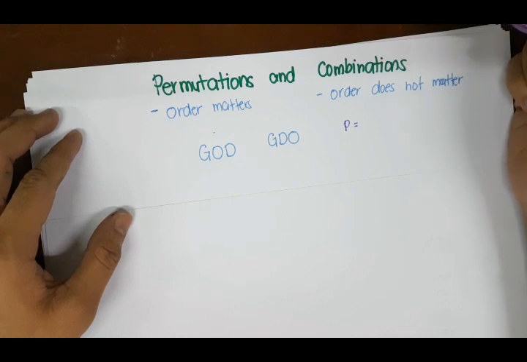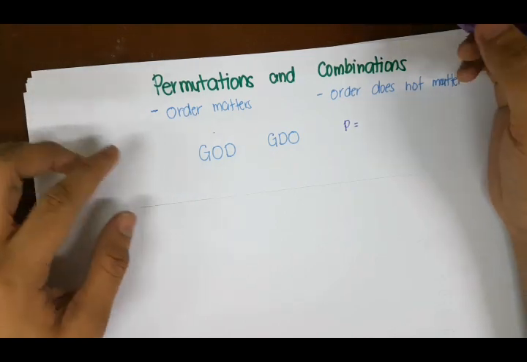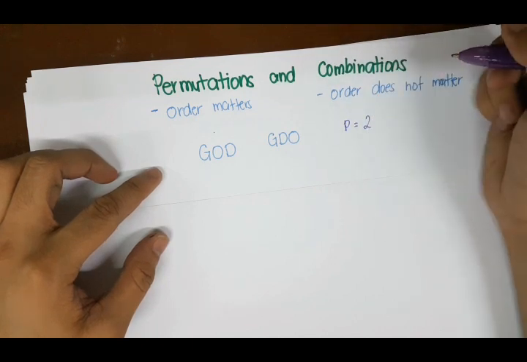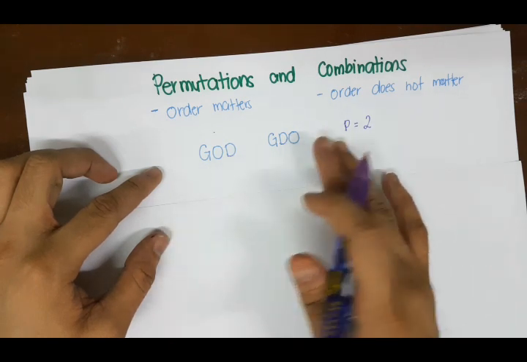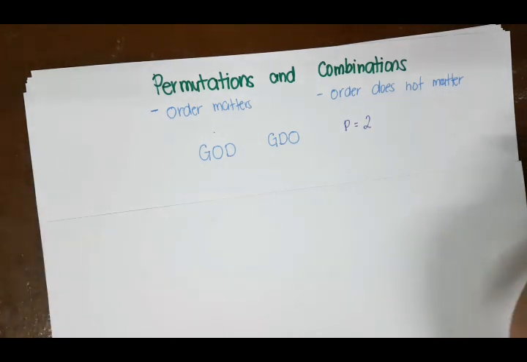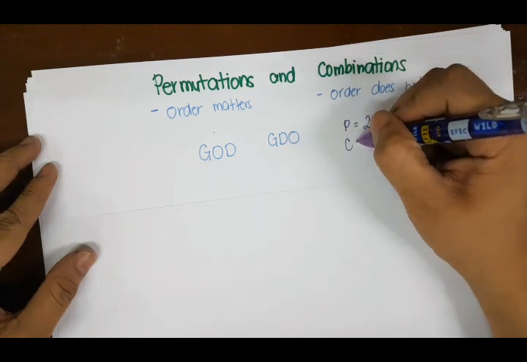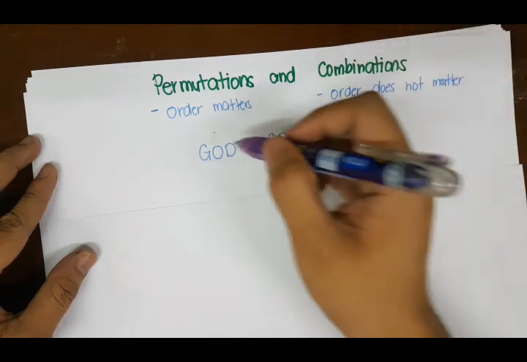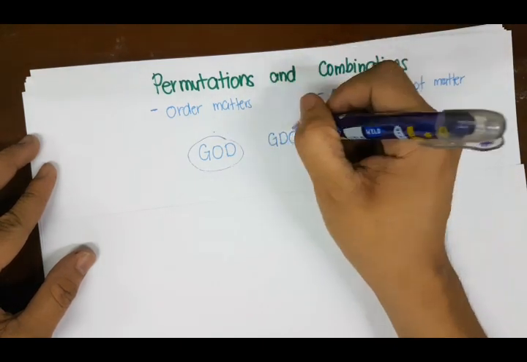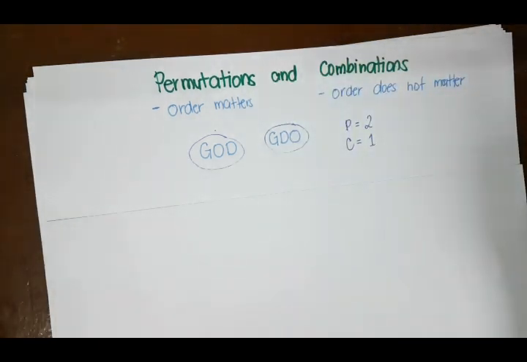how many ways can we arrange this? Under permutation, there are two. Since the order matters, it's 2. So GOD, GDO. But in combinations, it's just 1. Why? Because whether it's GOD, whether it's GDO, or another way around, it's just the same thing.